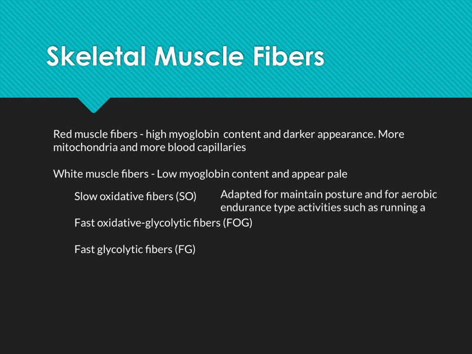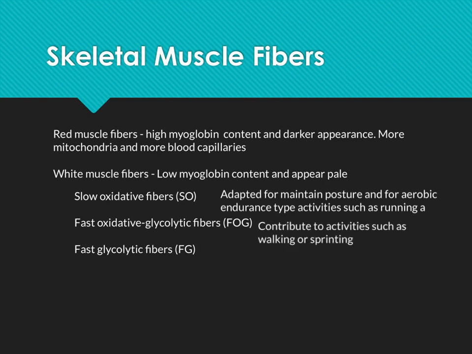They have a lot of ATP that they get by aerobic cellular respiration, and they can get some ATP by anaerobic glycolysis. They have a moderately high resistance to fatigue, and they have a faster speed of contraction than the slow oxidative fibers. These contribute to activities such as walking and sprinting.